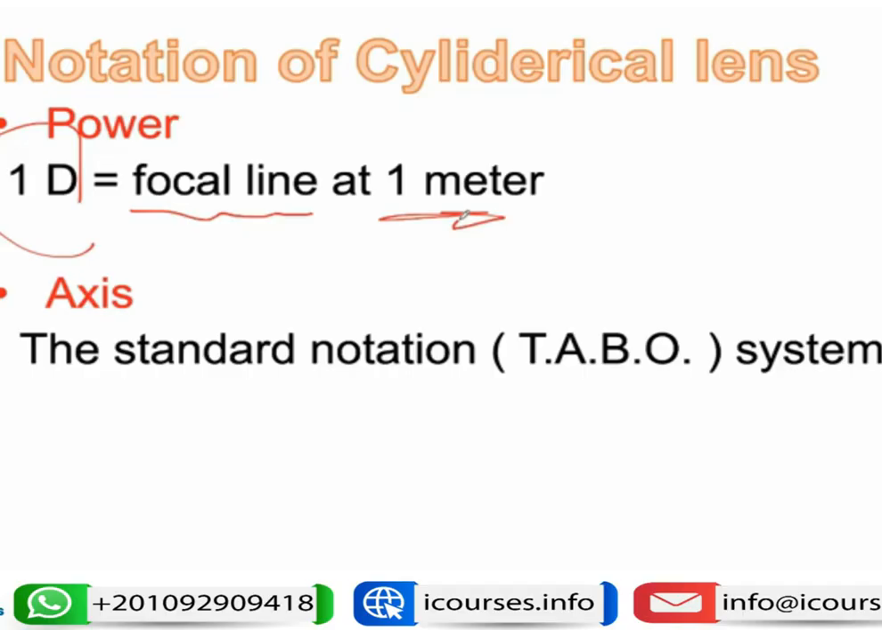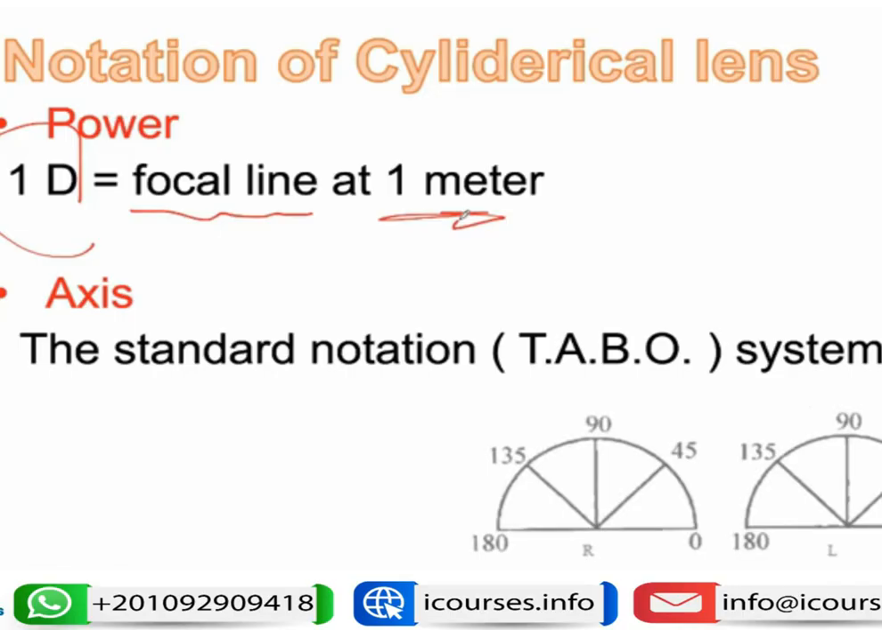The new thing about the cylindrical lens is that this focal line has an axis, and this axis also should be noted. The famous notation for the axis is the TABO system, in which the right eye has the 180 degrees temporally and the 0 nasally. So the 0, 45, 90, 135, and 180. So you note where the axis of the focal line of the cylinder is. And the left eye will start with the 0 from temporally to 180 nasally.